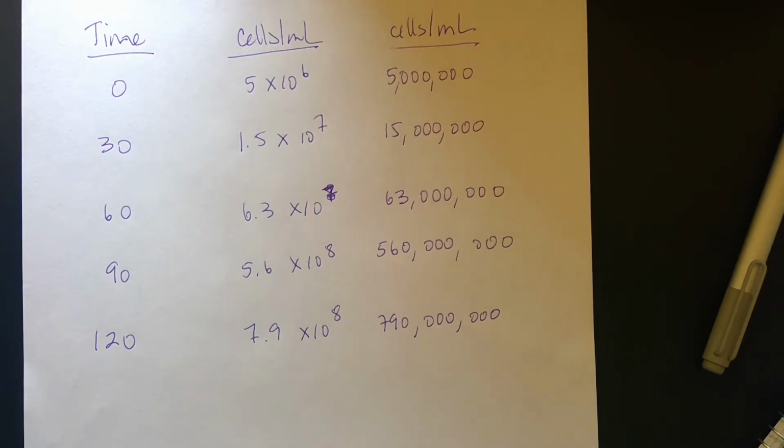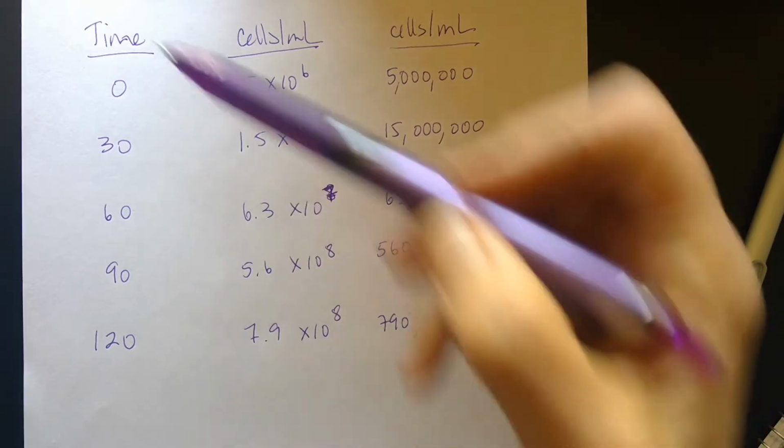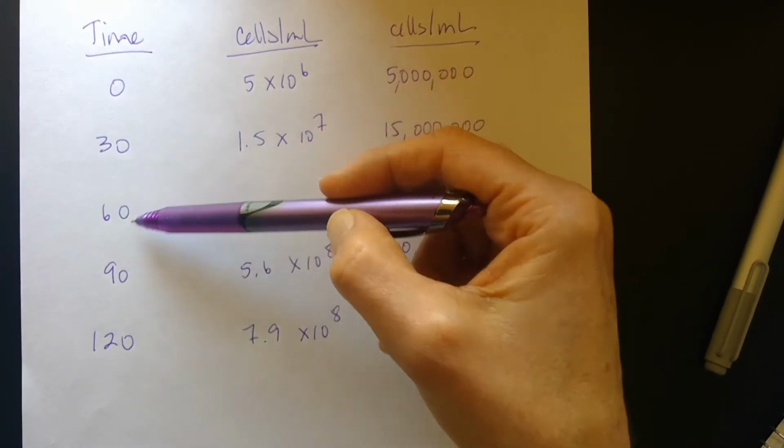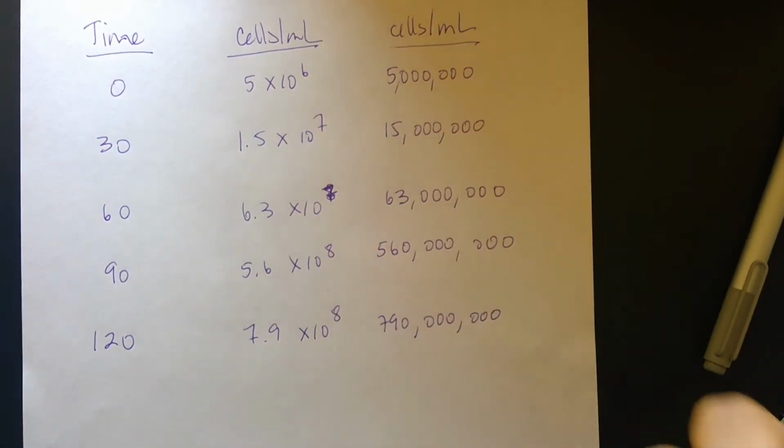So we have independent and dependent variables. The independent variable is the one you could write down before you started the experiment. It's not the result of the experiment. So in this case, it's going to be time. Time is our independent variable because we knew before we started that we were going to check the samples every 30 minutes. We always put the independent variable on the x-axis of a graph, the horizontal axis of a graph.